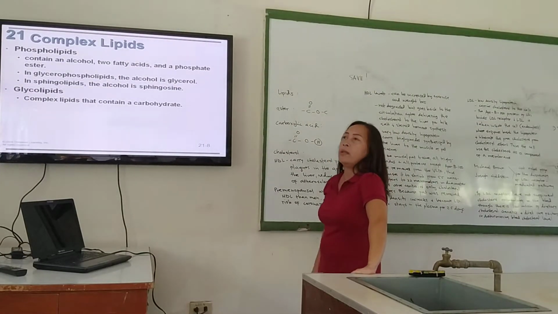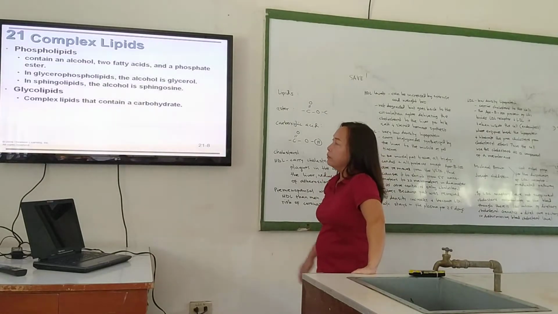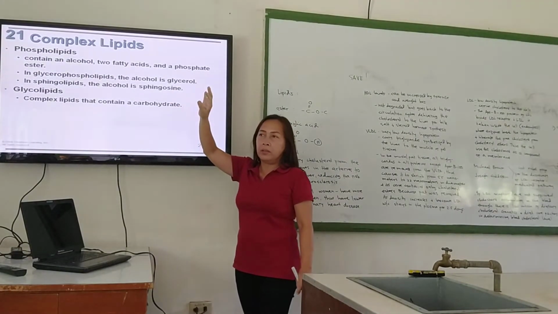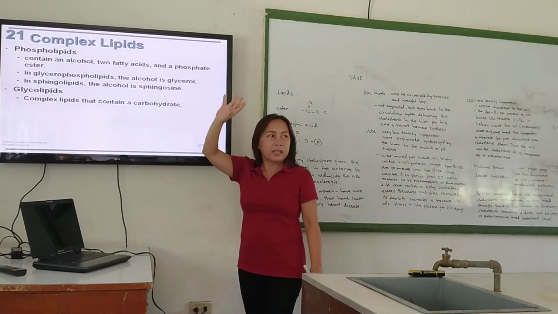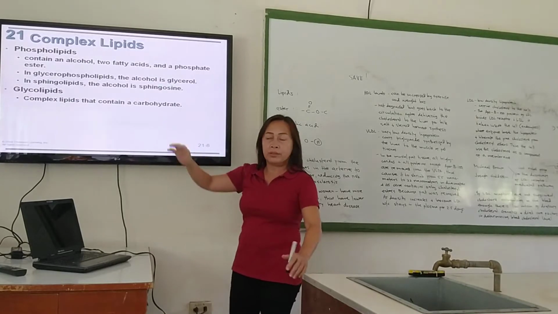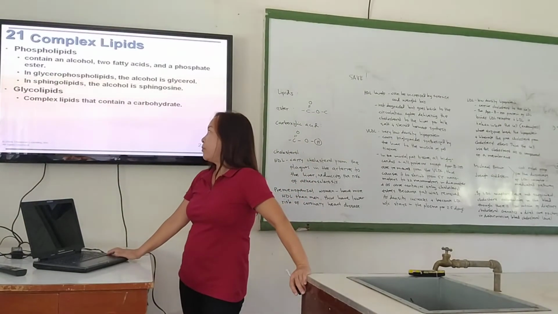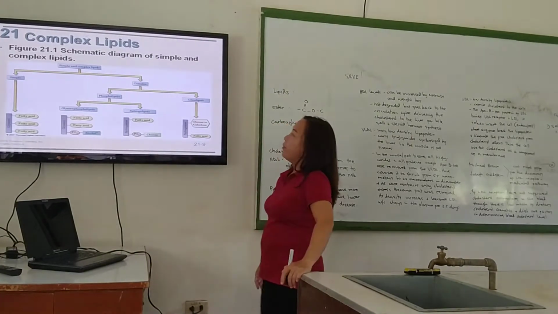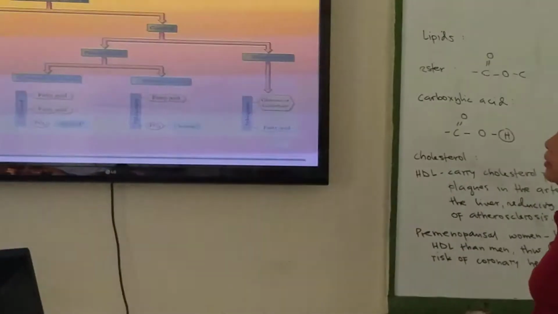Glyco means carbohydrate bonded with a lipid molecule with an ester bond. No? So, what's the role of these glycolipids in the cell membrane? It's for cell-to-cell communication, for recognition, cell-to-cell recognition. Okay? Now, we have this diagram.